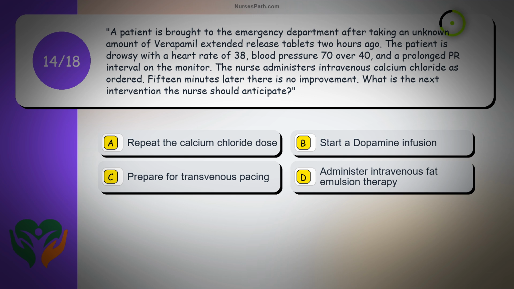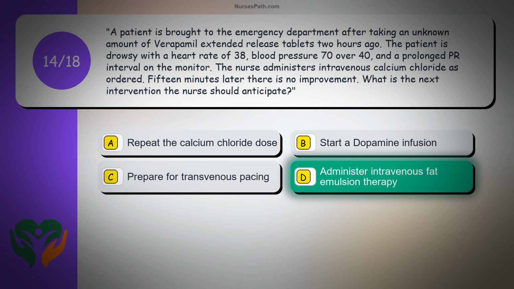Option A, repeat the calcium chloride dose. Option B, start a dopamine infusion. Option C, prepare for transvenous pacing. Option D, administer intravenous fat emulsion therapy. The correct answer is option D, administer intravenous fat emulsion therapy.